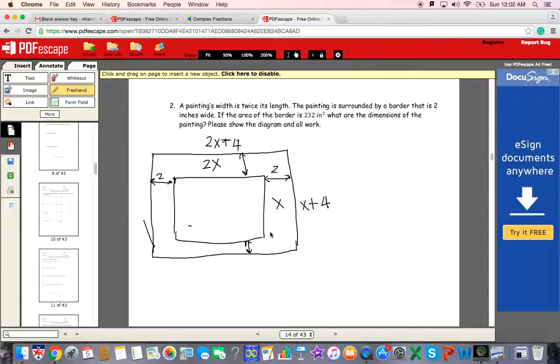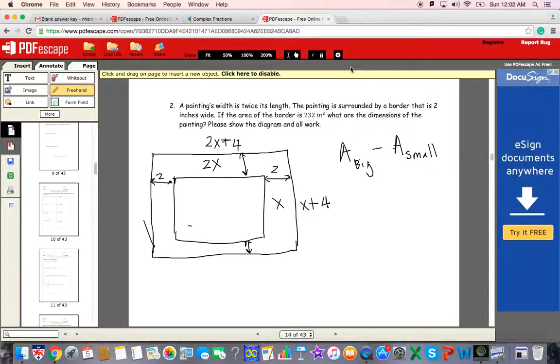All right, so now the painting is surrounded by a border that is 2 inches wide. If the area of the border, so the area out here, is 232 inches squared, they want to know the dimensions of the painting. I feel like that is just really, really powerful that we can actually figure that out. So let's do it. The area of the border is actually the area of the big rectangle, so I'll just call it A of big, minus the area of the small rectangle, so I'll call that A of small, predictably so.